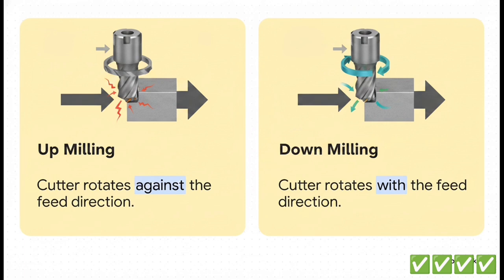In down milling, the cutter rotates with the direction of the feed, almost like it's trying to climb over the metal. Choosing between climb and conventional milling completely dictates the stability of the entire cutting process, the surface finish you get, and exactly how securely you need to clamp your parts. Because let me tell you, if you get it wrong, especially in climb milling, the machine will literally throw the heavy metal across the room, for real.